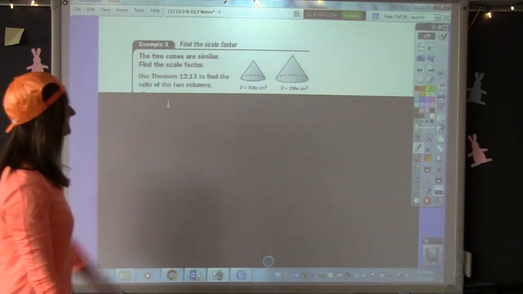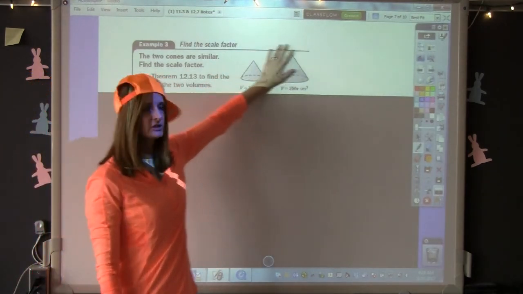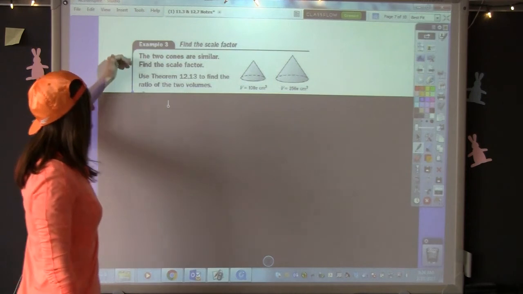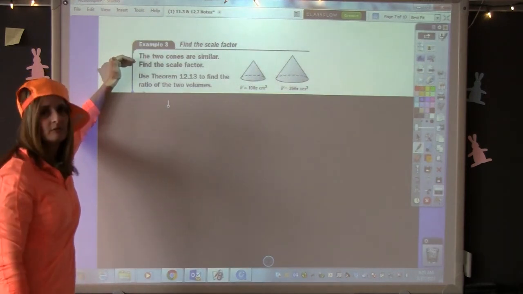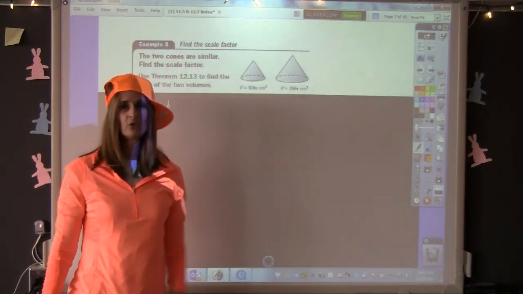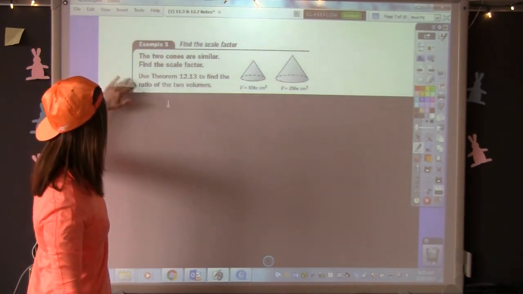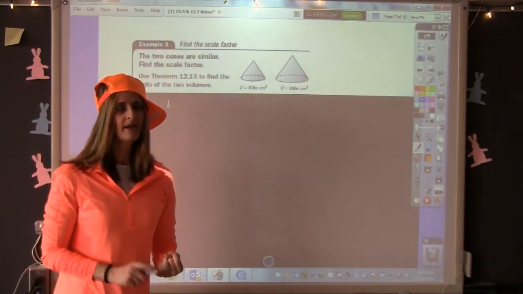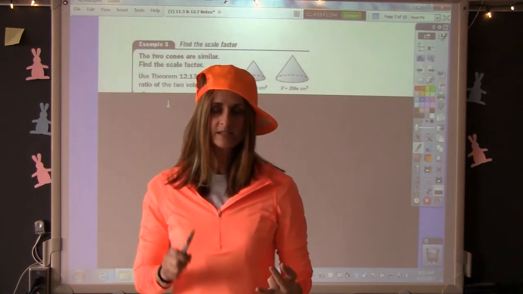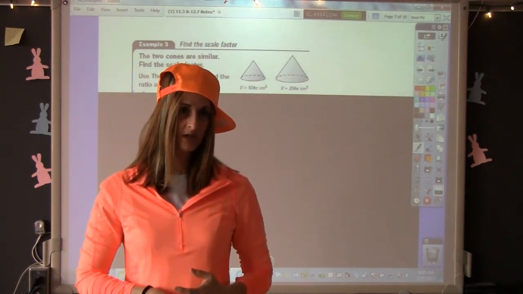Sometimes they don't even have these pictures. They just tell you the two cones are similar, and give the volume of the two. What's the ratio? Oh, so it says find the scale factor. Okay, they might ask you to find the scale factor. They might ask you to find the ratio of the two surface areas.